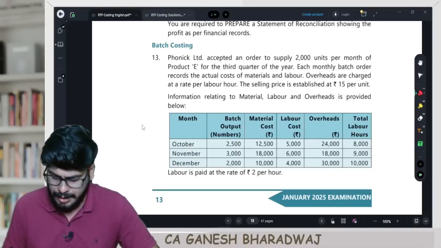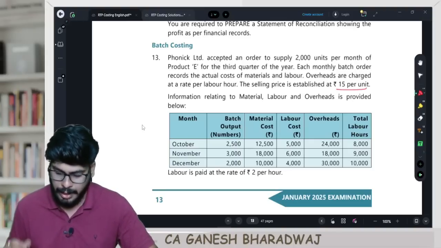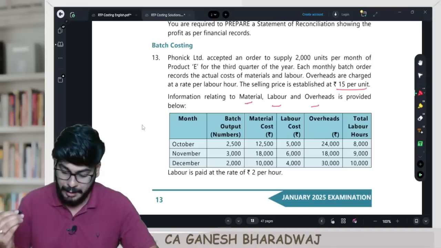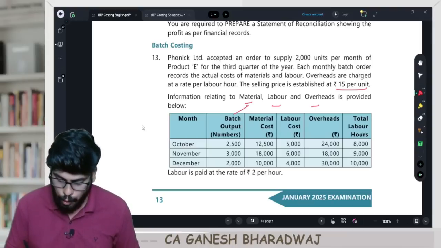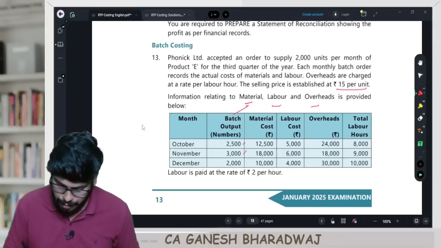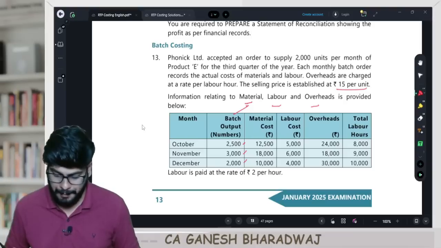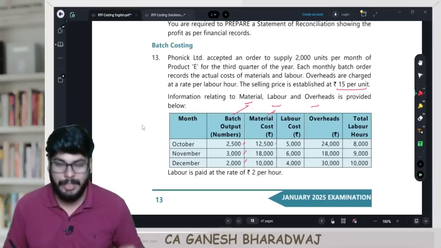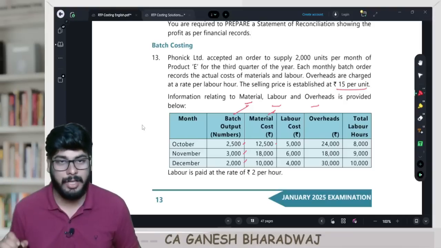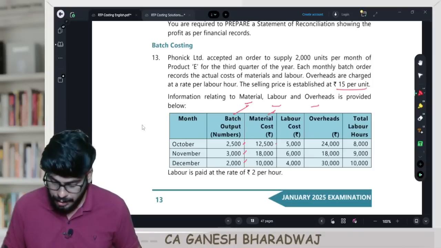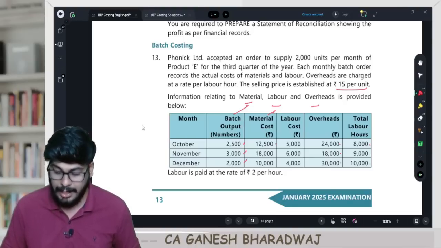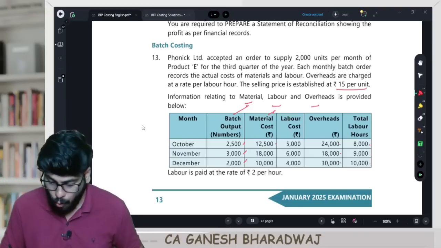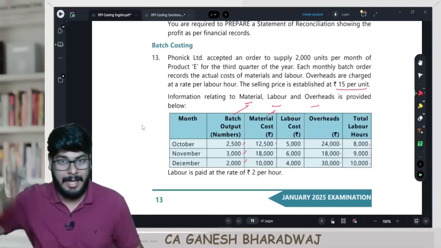The selling price is established at the rate of ₹15 per unit. Then the information relating to material, labor, and overheads is provided below. For October, November, December, each of the 3 months, batch output is 2,500 units, 3,000 units, 2,000 units. Material costs and labor costs for each of these 3 months are given. Overheads are also given, 24,000, 18,000, 30,000, and the total labor hours are also given, 8,000, 9,000, and 10,000. Now, remember one thing, overheads are not charged as actuals, right?